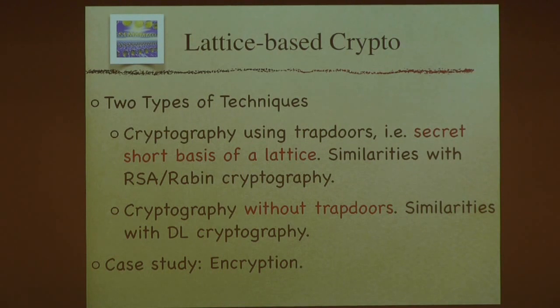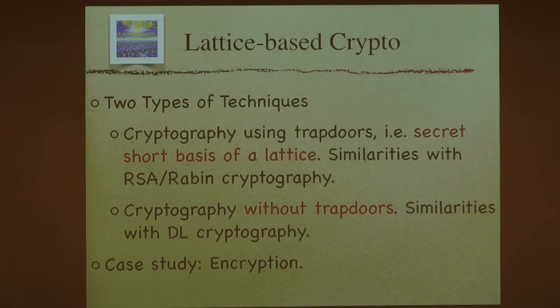And in this situation, we have a lot of similarities with RSA-Rabin cryptography. But then there's another flavor of lattice-based cryptography that comes without trapdoors. And in this situation, we have a lot of similarities with discrete log cryptography. So here is our first message. In order to understand lattice-based cryptography, it is very useful to be familiar with both RSA cryptography and discrete log cryptography. And it's also good to view these lattice schemes by analogy with these classical public key schemes.